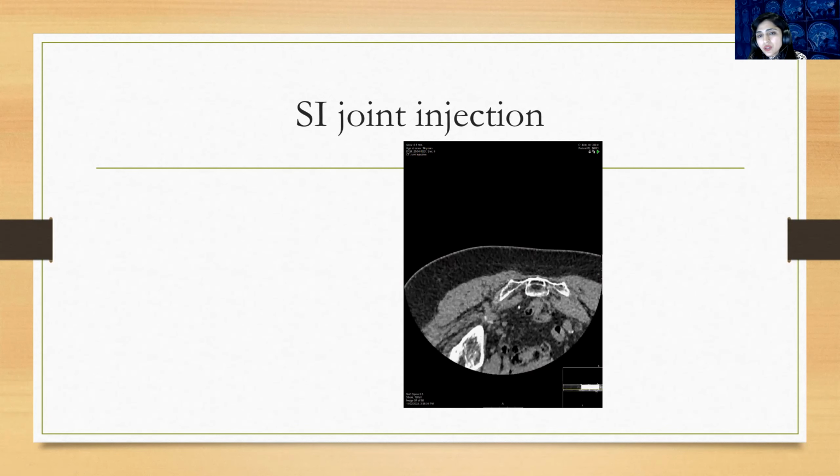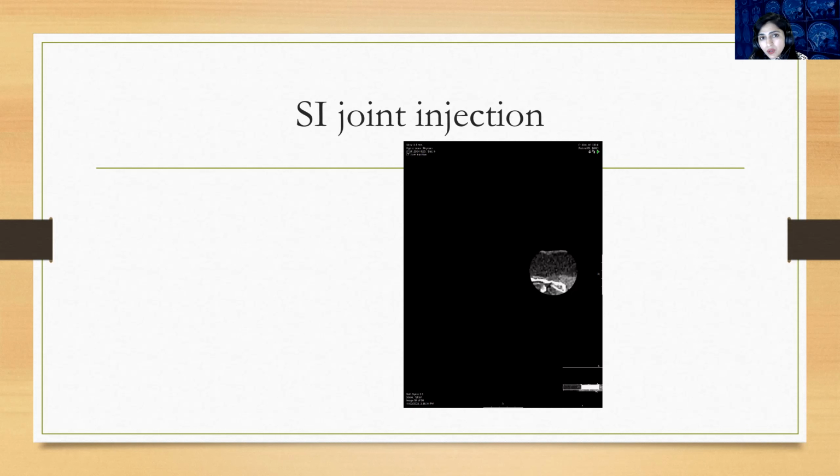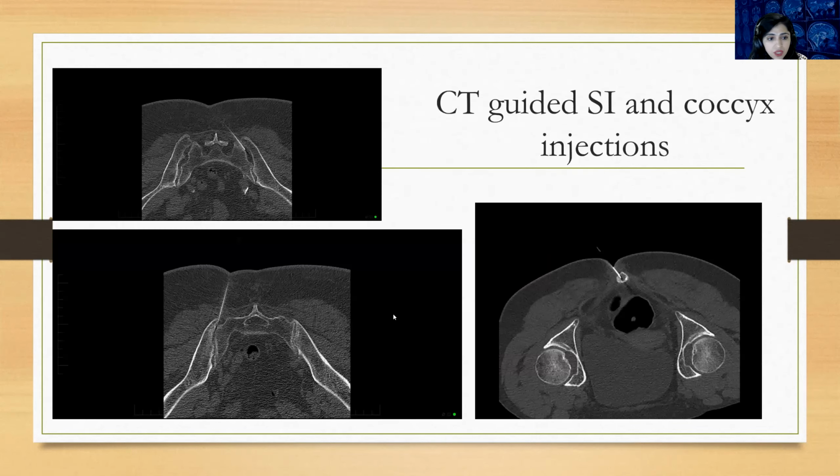And SI joint injection is also straightforward. We use 1 ml of dexamethasone and 1 ml of Marcain, and mark the area and then inject. Again, another SI joint injection, another SI joint injection. In all the SI joint injections we inject the lower part of the SI joint. And another injection we can do is along the coccyx in coccydynia.